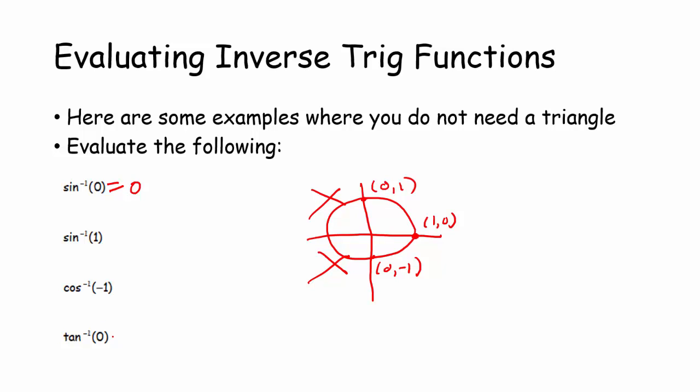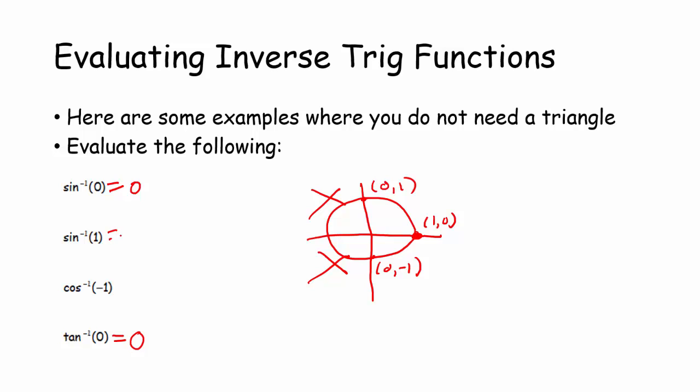Same thing if I hop down here to the tan inverse of 0. Remember, tangent is opposite over adjacent, or y over x. So if I look at this point right here on the unit circle, the y value of the coordinate divided by the x value of the coordinate, 0 divided by 1, is 0. So the tangent is 0 at 0 degrees as well.